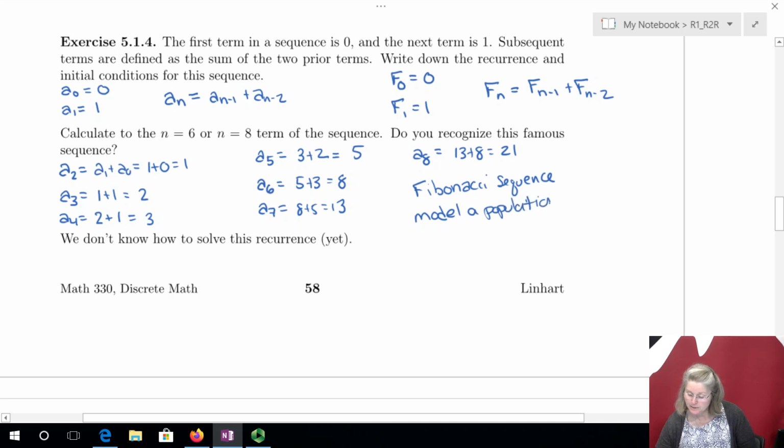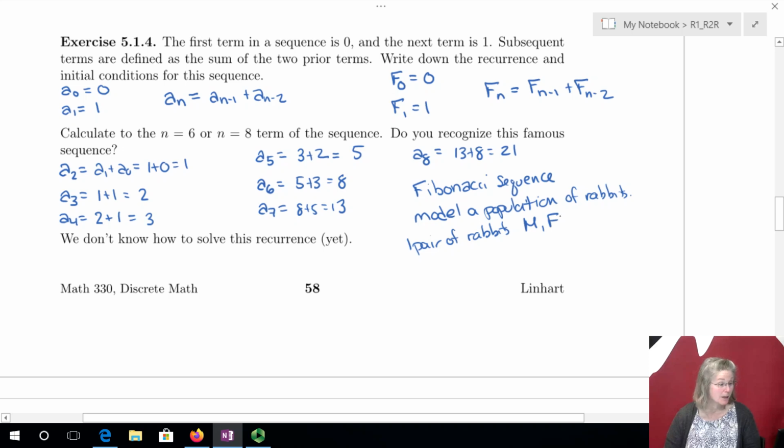Whoops, I cannot seem to write on here, of rabbits. So he started with one pair of rabbits. And he started with a male rabbit and a female rabbit, because if he didn't end up with a male rabbit and a female rabbit, he would only ever have one pair of rabbits, and that was not very interesting. And these were assumed to be babies. Well, babies can't reproduce immediately. It takes them a little bit of time to grow up.